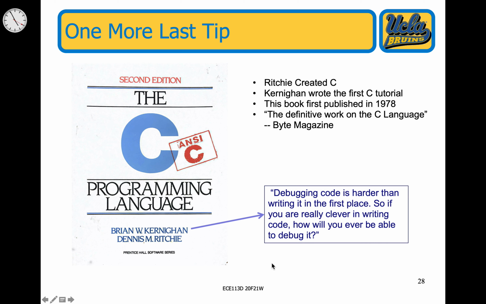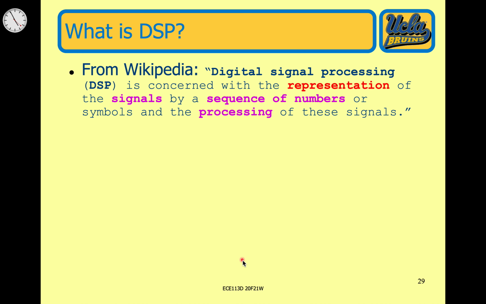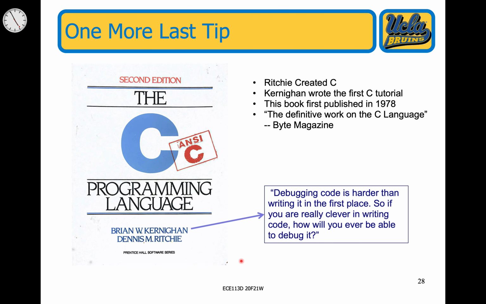This book here, whoops, dang it. What am I doing? Yeah, I'll get it. The C Programming Language, this is the 2nd edition, and it's ANSI C. It first came out in 78. Dennis Ritchie created C, and Kernighan basically wrote the book. So there's a case where division of labor worked out pretty well.